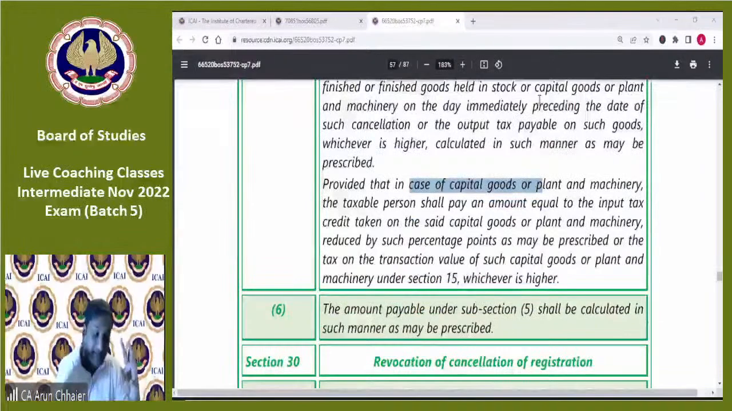Suppose Mr. A was shutting down the business. Mr. A expired because of COVID. Now his legal heir would like to shut down the business. If there is stock, if there is ITC, that has to be paid to the government. You cannot take a refund of that ITC. Whatever the closing stock is, whether it is stock, semi-finished goods, finished goods, or capital goods, in case of capital goods we will apply the proportionate concept. You have to pay the same, or the tax, whichever is higher.